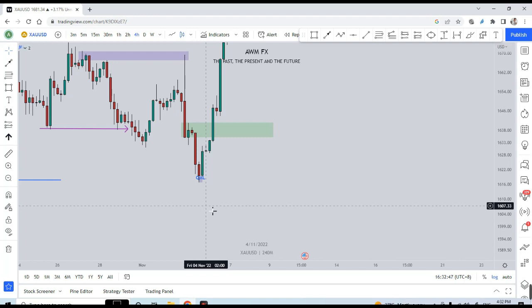That's all for now. Hopefully the video helps you differentiate the QML on different time frames, the higher time frame H4 and also the lower time frame M5.